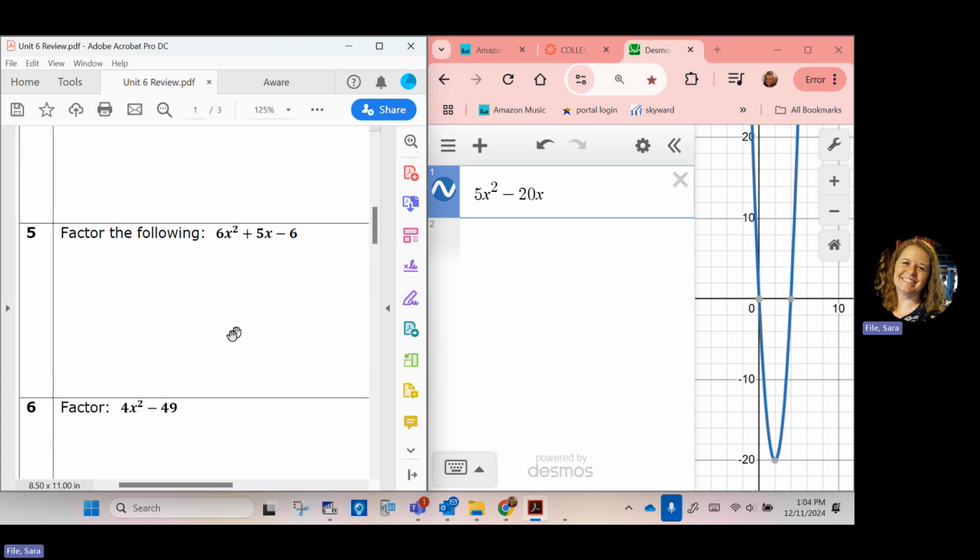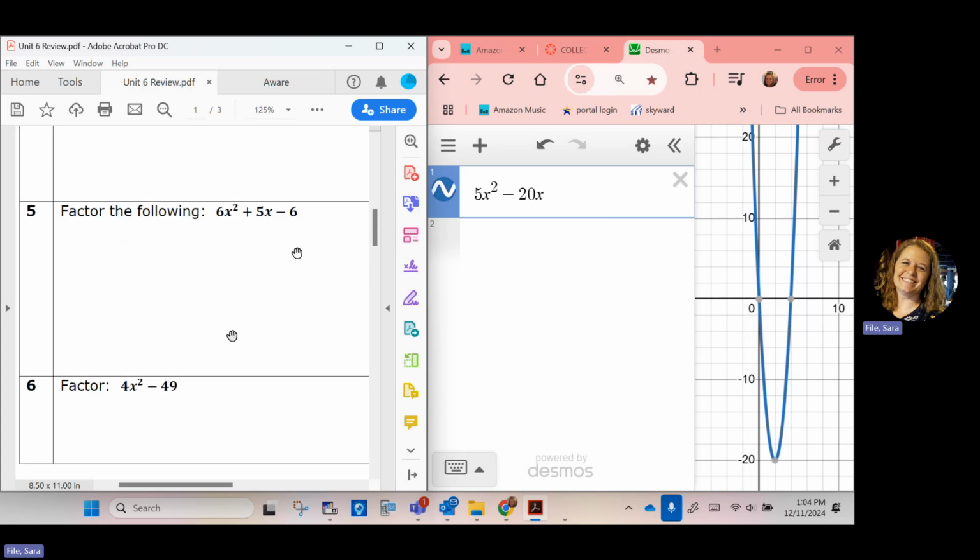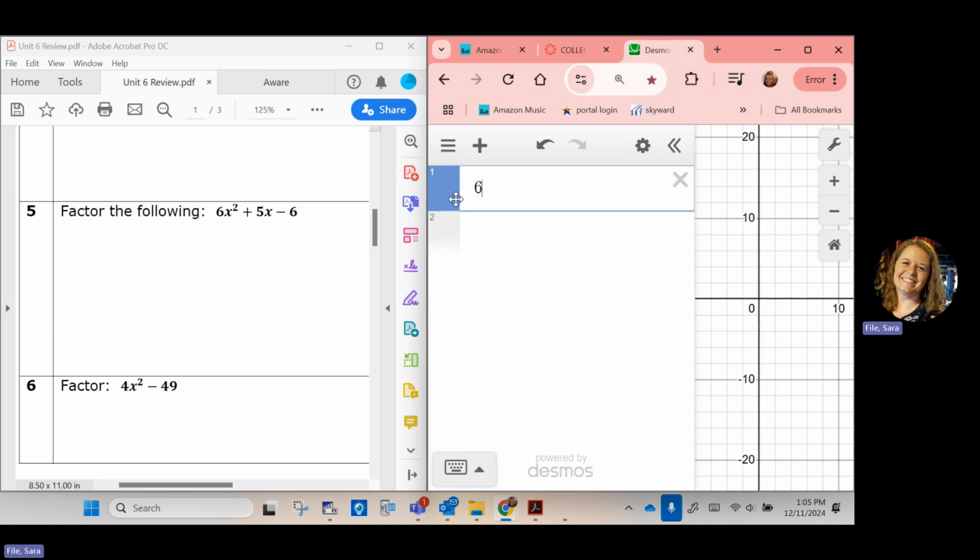Now, if you are asked to factor, like this one, for instance, and I went here and typed in the equation.